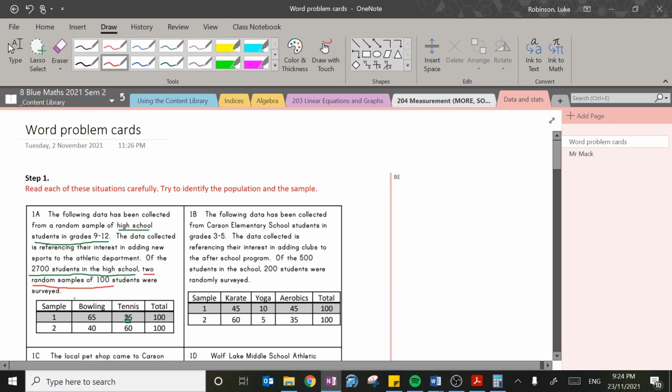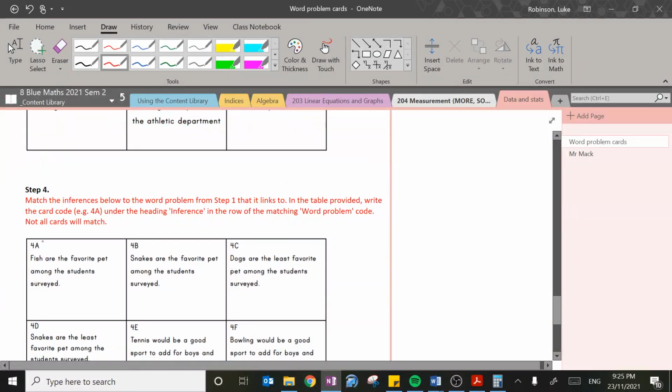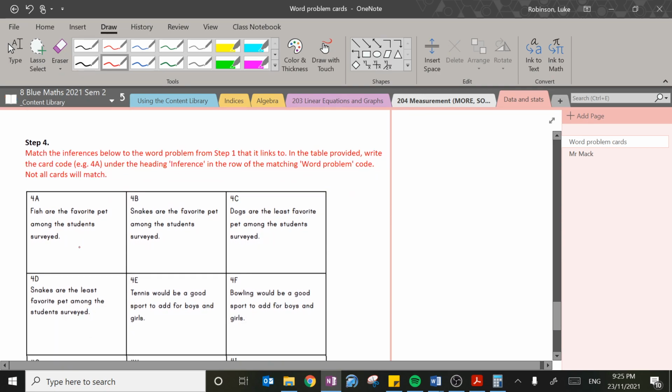So that's the first thing, and so we've got our population and our sample. Now we've got to figure out, what does this data tell us? Well, it tells us that of the students surveyed, 105 prefer bowling, 95 prefer tennis. So bowling slightly edges out tennis as a sport, but they're both acceptable options. Let's see what our last step is. The inference is what is essentially implied by the data that we collected.